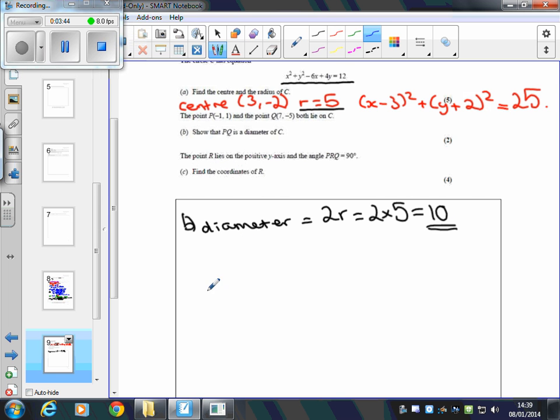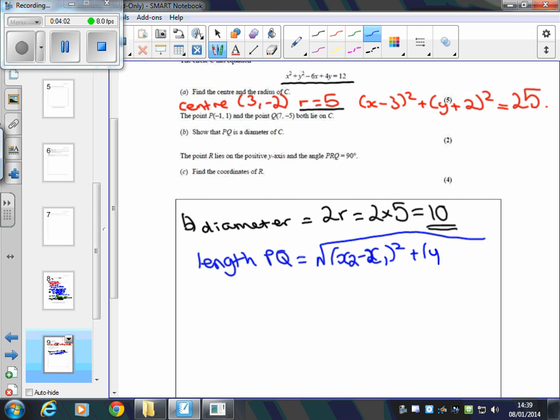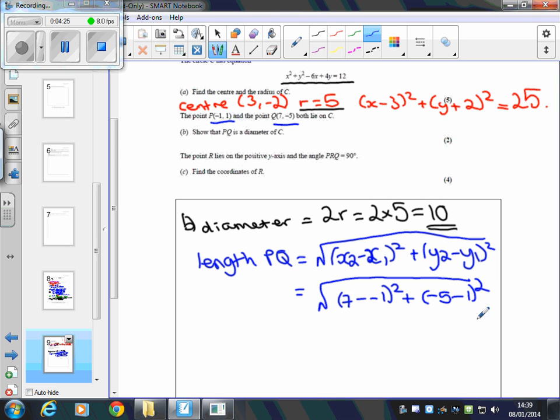So back to Core 1, we can find the length of PQ by doing the square root of (x2 minus x1) squared plus (y2 minus y1) squared. Substituting in the values we're given for point P and point Q, we'll have 7 minus minus 1, squared, plus minus 5 minus 1, squared, all square rooted.